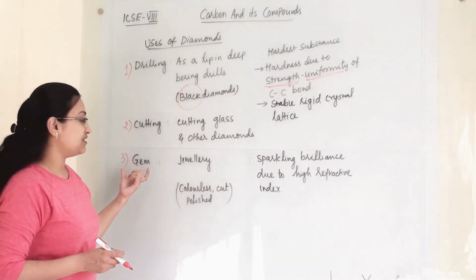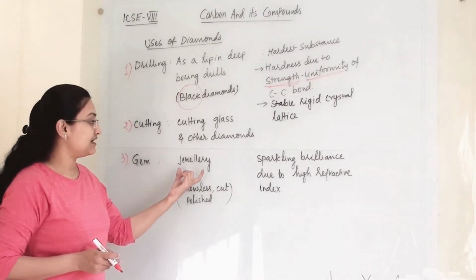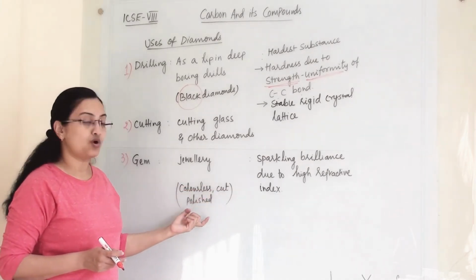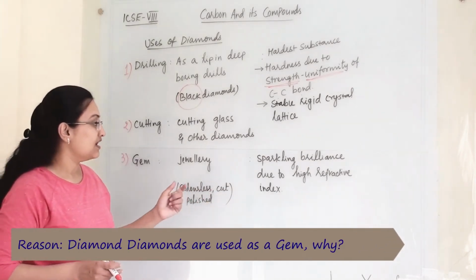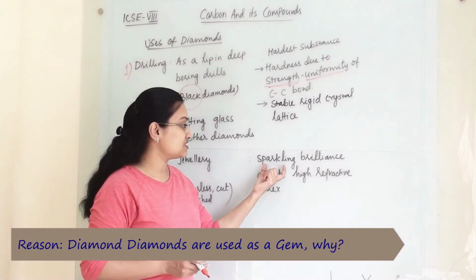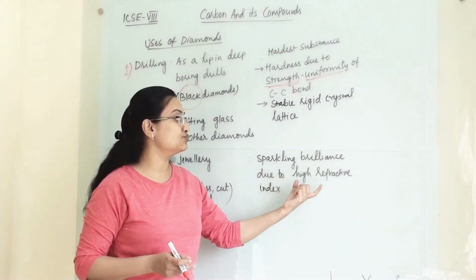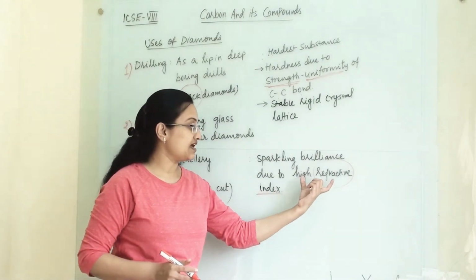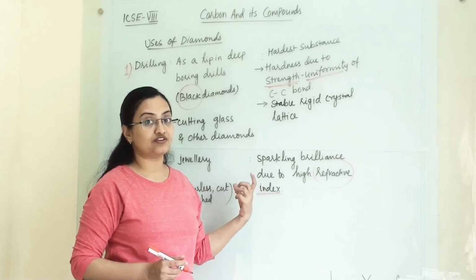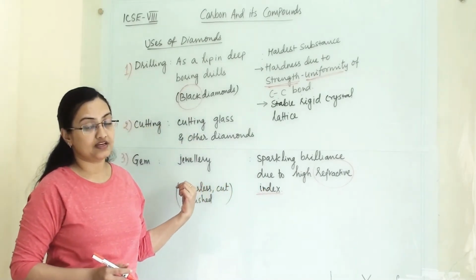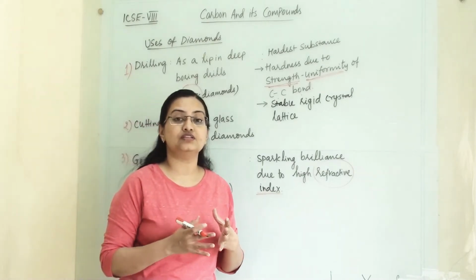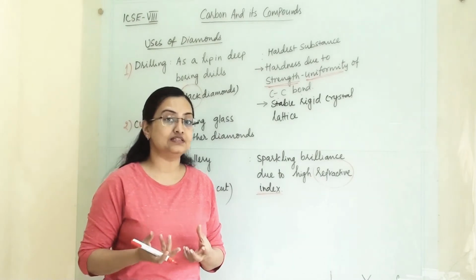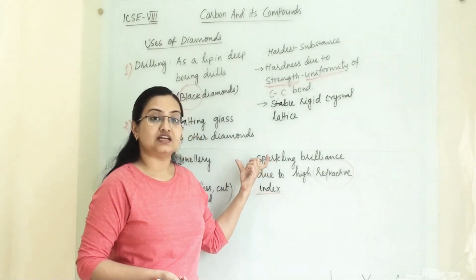Diamond is also used as a gem, that is, in jewelry. Generally colorless, cut and polished diamond is used in jewelry. And why? Because it has a sparkling brilliance, and that is due to its high refractive index. One of diamond's properties is a high refractive index, so because of that we use it in jewelry. Whenever any light falls on it, because of its high refractive index it will shine brilliantly. So we use it as a gem.